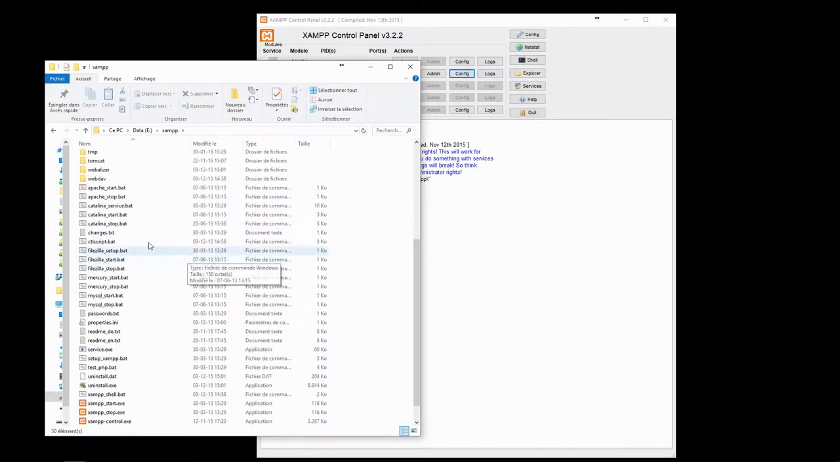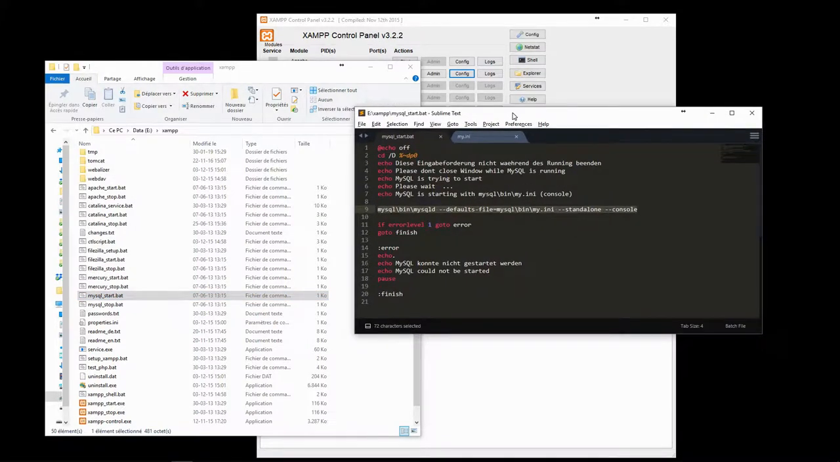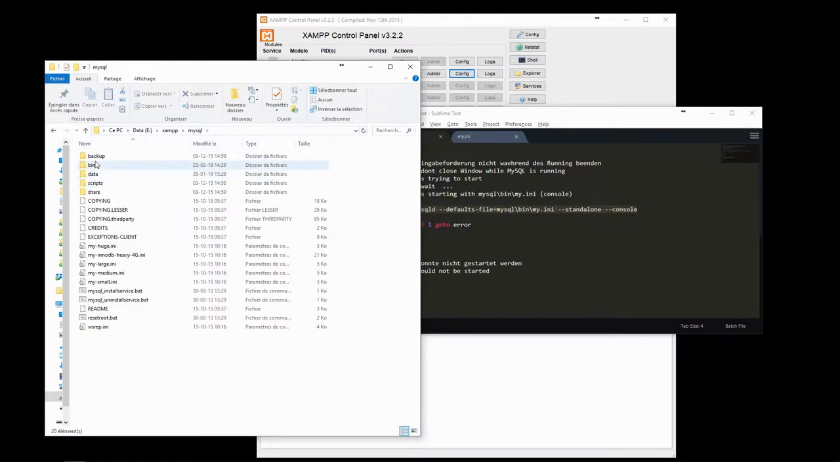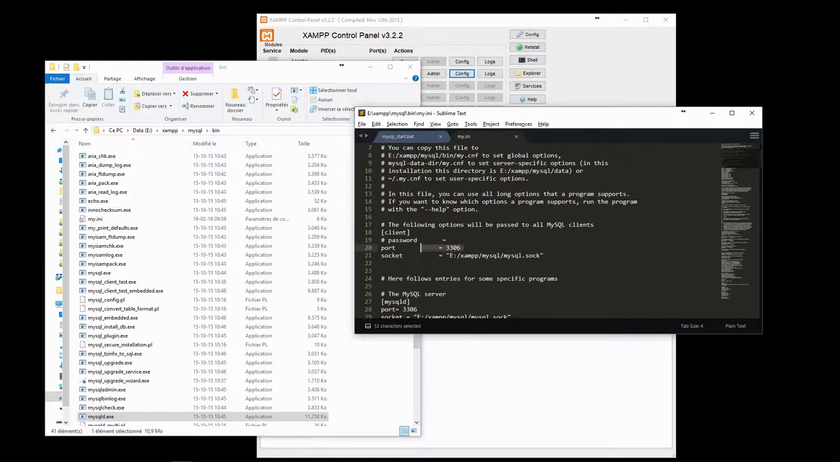The button executes the MySQL Start batch file. If we look within that file, we can see that it in turn executes the MySQLD executable file with the my.ini configuration file. In the MySQL binaries folder, we can see both the executable and the configuration file. The configuration file contains the port as well as many parameters which we don't need to worry about unless something goes wrong.